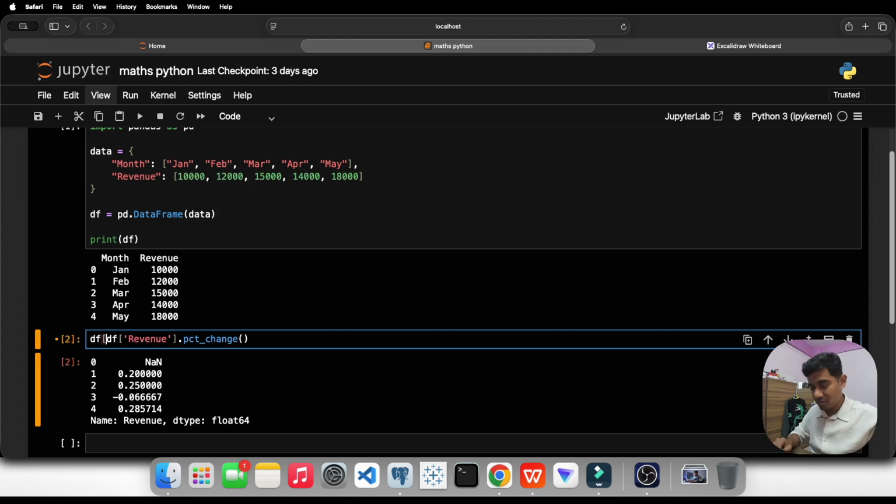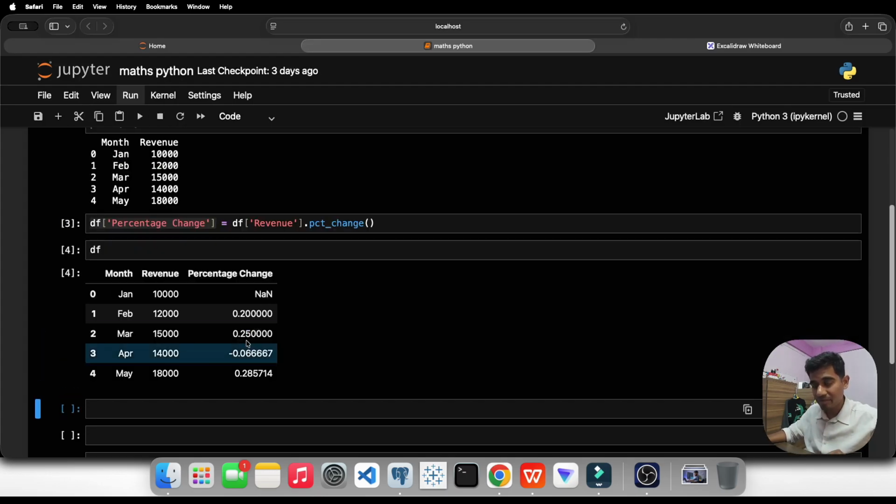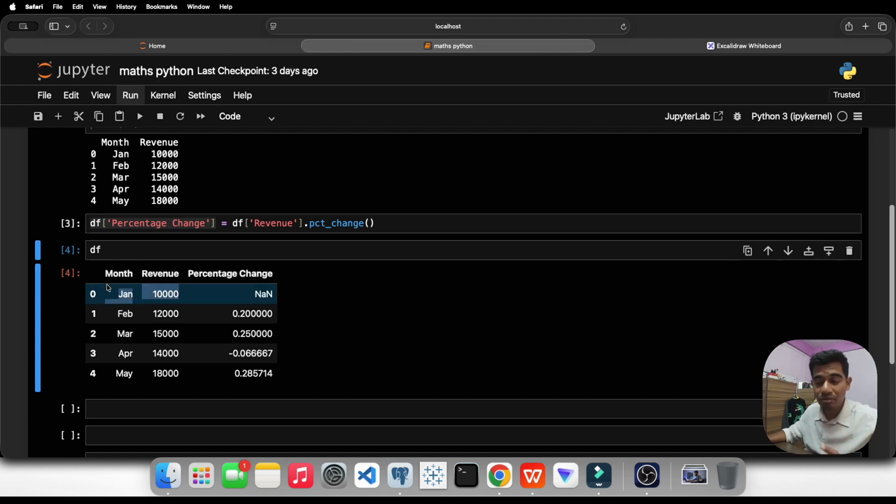Right now I want to see this in the table. What you will do is write df, a new percentage change column, equal to df revenue pct_change. Execute it. So this new column has been generated. Now you write df and execute it. What you find out is month, revenue, percentage change. And as I told you earlier, before Jan, do you have any row present in this table? No, right? A null value is there.